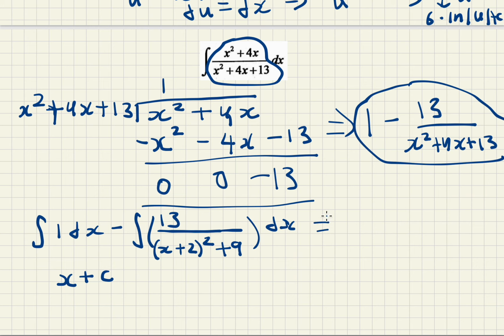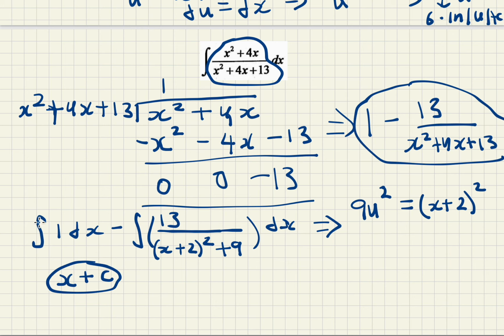And now we can make a simple u substitution. What we want to do is make 9u squared equal to x plus 2 squared. And you'll see where I'm going with this. Okay? And so if you write this like this, then we can replace x plus 2 the whole square with 9u squared. And let's see what we get when we do this.